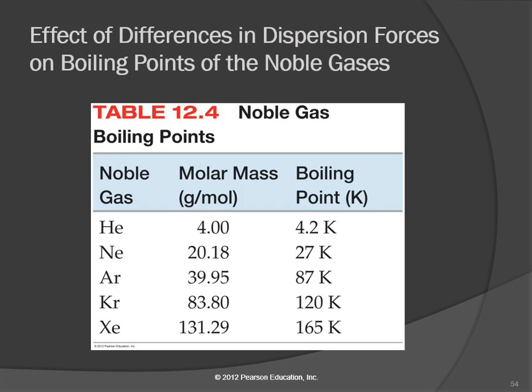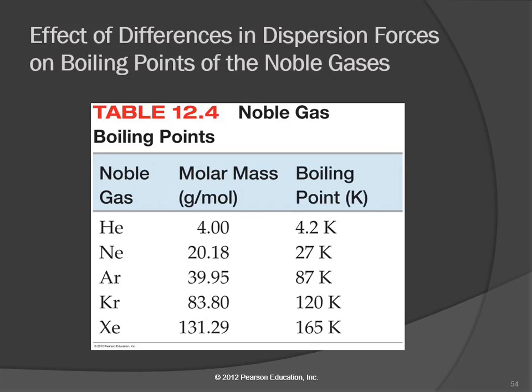So here are the noble gases. These are all in the same family, so we can compare them. And here are their molar masses. Helium is the smallest, xenon is the largest. And so helium, neon, argon, krypton, xenon, we're increasing the size of the atom. Larger atom, easier to polarize.